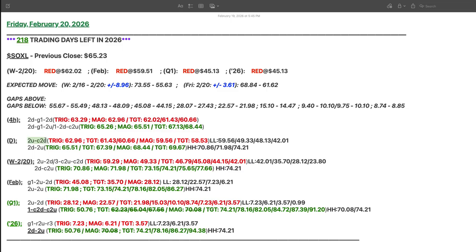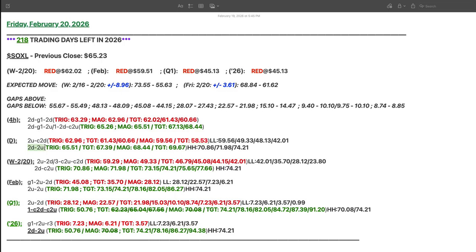On the day, if we go to the downside, it gives us a 2 up combo 2 down, triggering at 62.96. Magnitude of that move is all the way down at 59.56, but since we're in this chop zone, we're looking at 61.43 and possibly 60.66 as bounce points if things are going to turn around intraday. If they don't turn around intraday and we reach that magnitude and we continue pushing, we've got the extended target of 58.53 out there for you.